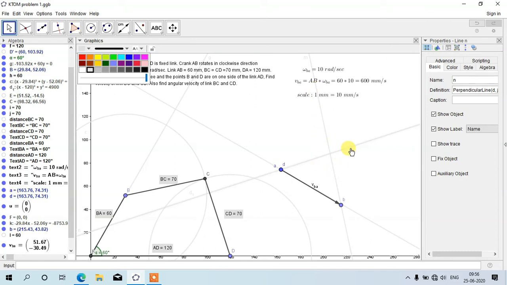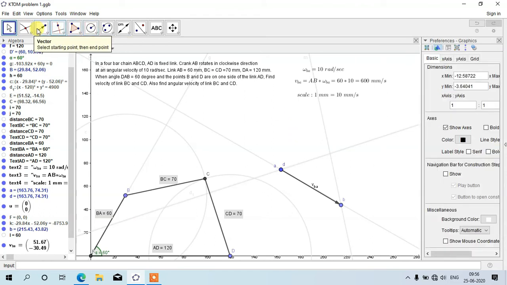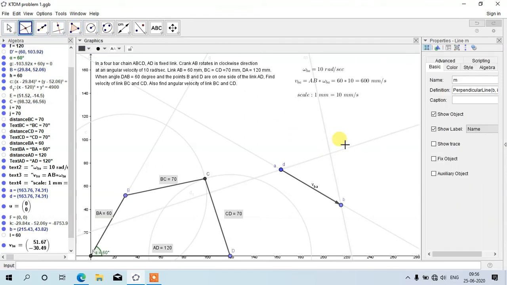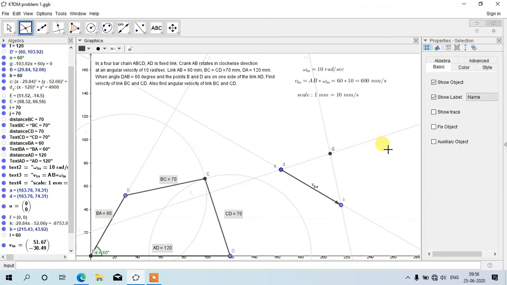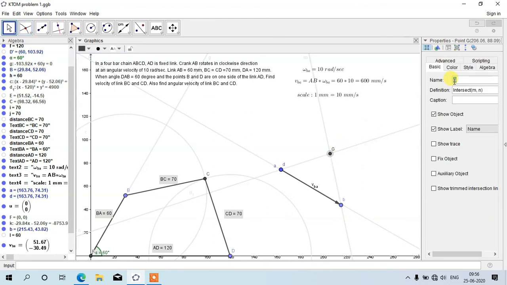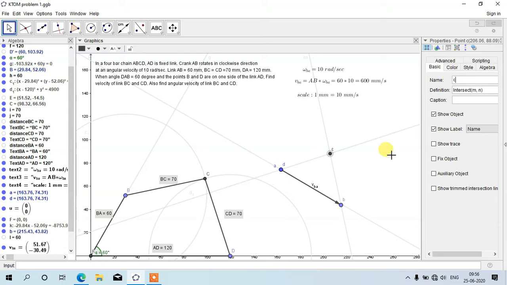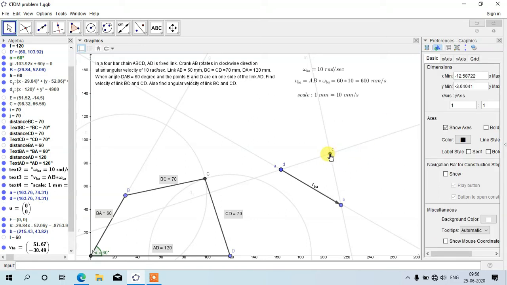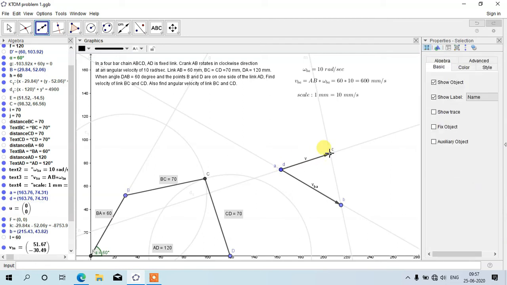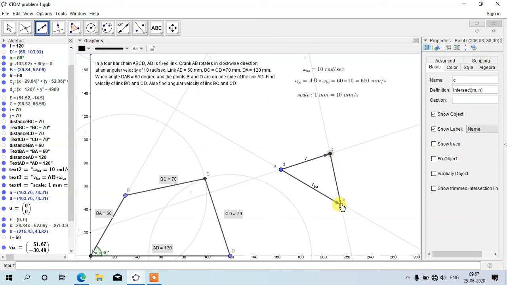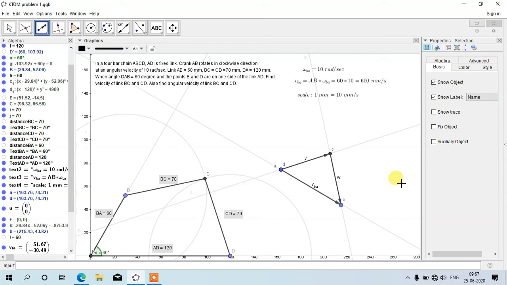So at the intersection of these two lines, I will find the point C. This is the point C. So now I know the location of point C on my velocity diagram. So I will draw the vector, vector from D to C, and from C to B. So this completes my velocity diagram.